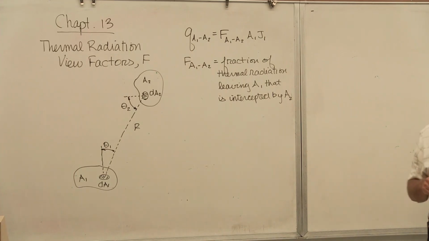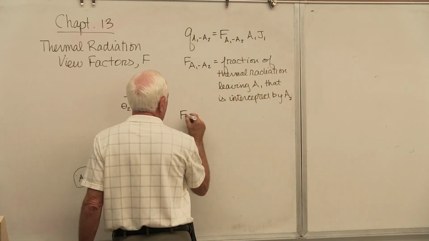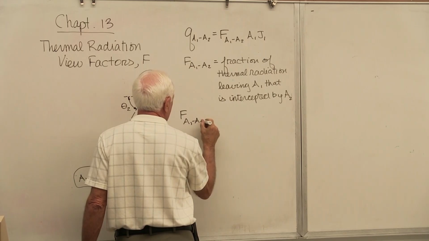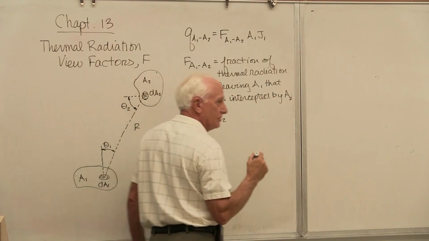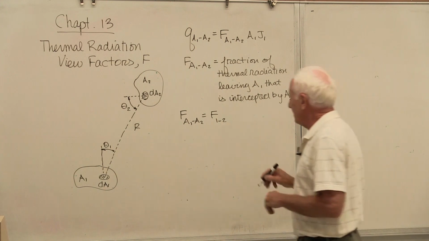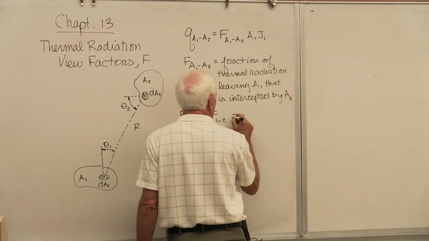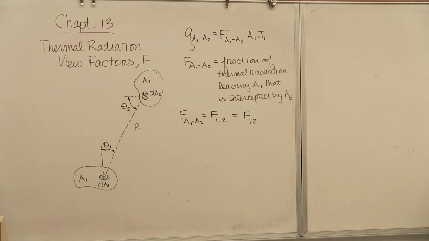We take shorthand notation here rather than F A1, A2. So F A1, A2, we call that another shorthand notation, F1-2. We know that to mean that's the fraction going from surface A1 to surface A2. We even simplify that further. We don't like the dash, so we just say F12. That's not F twelve, don't say F twelve. That's F12. It means the fraction going from A1 to A2.